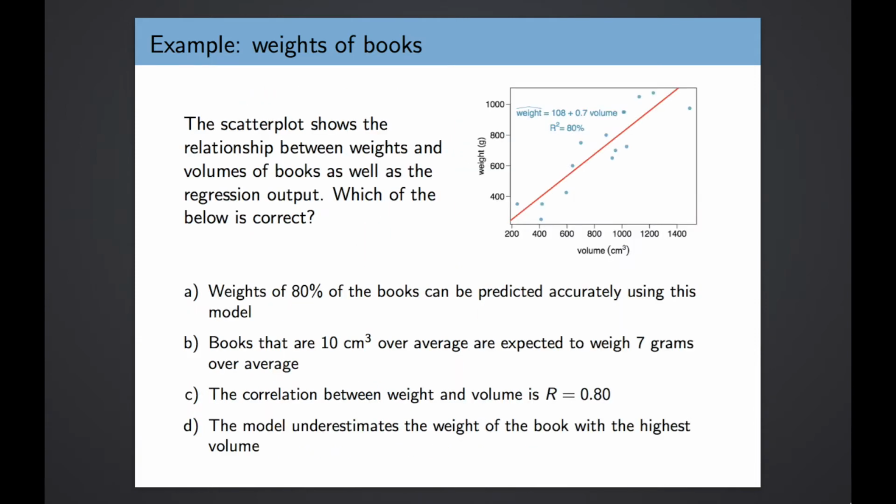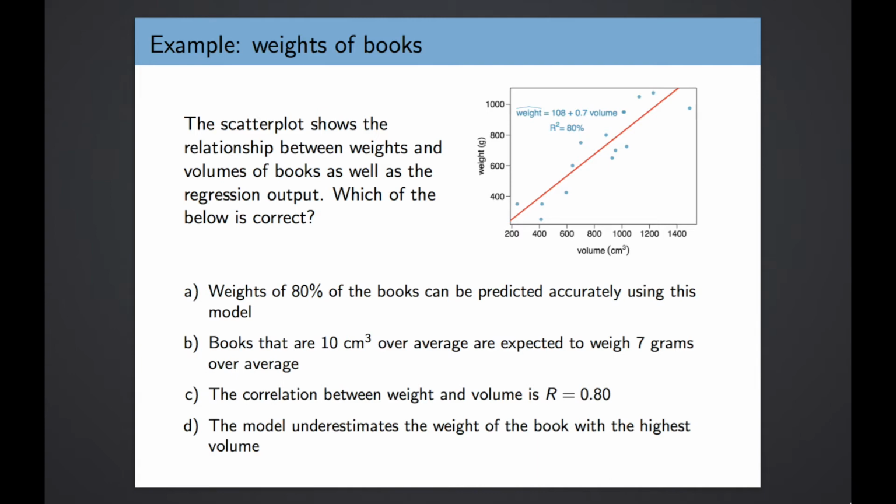So let's say that we wanted to do a simple linear regression and use the volume of a book to predict its weight. So it should make sense intuitively that how big a book is in terms of volume, how wide it is, how long it is, how thick it is, should be pretty tightly correlated with how much the book weighs. So this scatter plot here shows this relationship between weight in grams and volume in centimeters cubed.